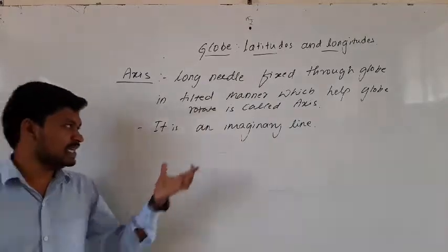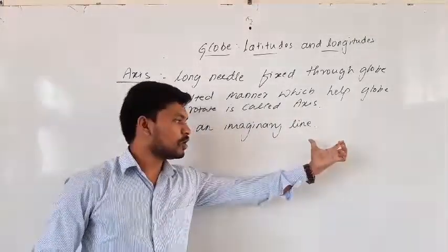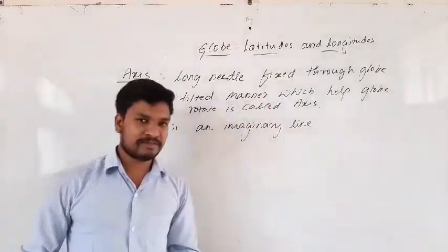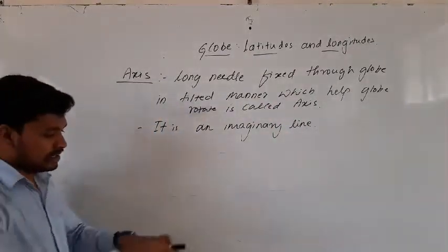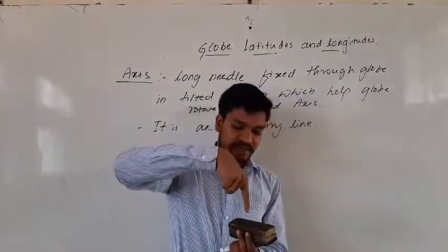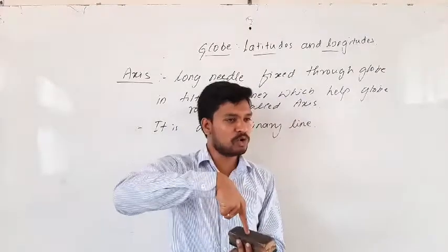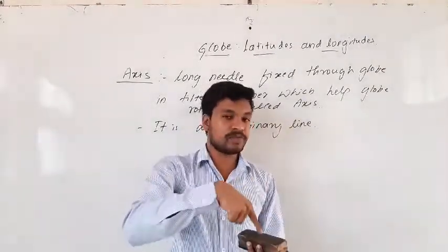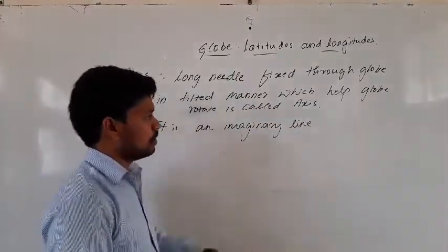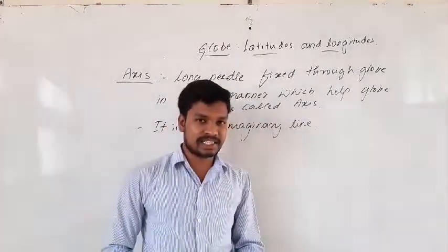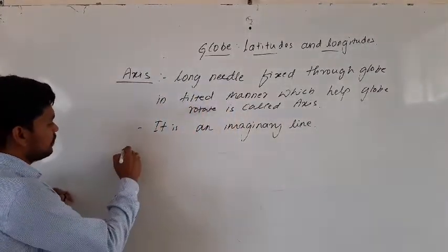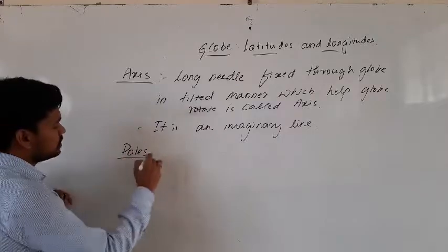The imaginary line is fixed in a globe, but it is not really found on the earth. Suppose it's a globe: this axis is fixed in the center of the globe, but it's not found on the earth. It's only imagination. To help us understand, they have fixed it in the globe, but it's not really there in the earth. That's about the axis. Now we will discuss the poles.